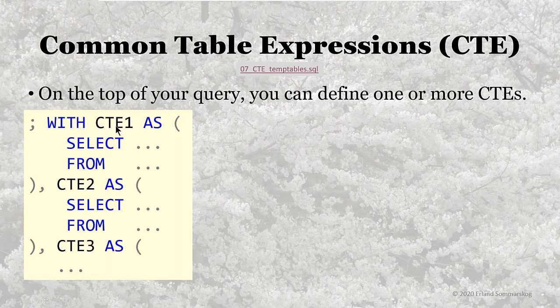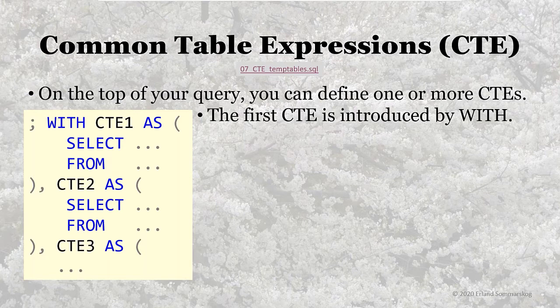So you say WITH CTE1 AS (query), comma, the next name AS (query), and so on. And this CTE2 can refer to CTE1, or it can be completely independent. It's actually not uncommon that you write a couple of CTEs that are refinements of each other, for one reason or another.